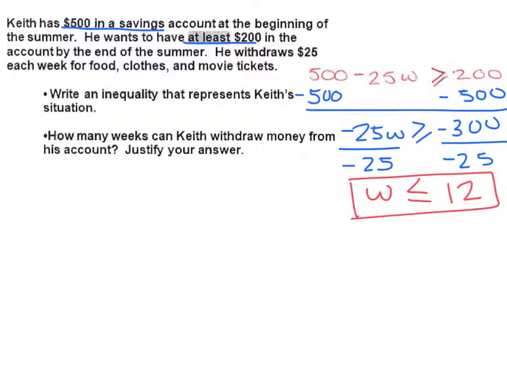Take note that the sign flipped. From greater than or equal to, it became less than or equal to because you divided both sides by a negative number. You only flip signs when you divide or multiply both sides by a negative number.